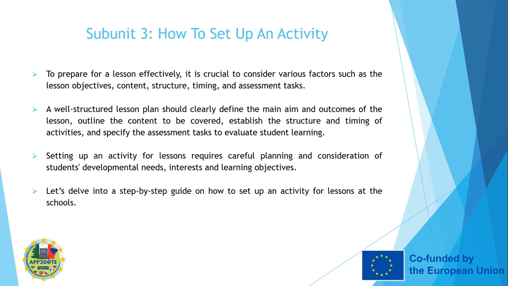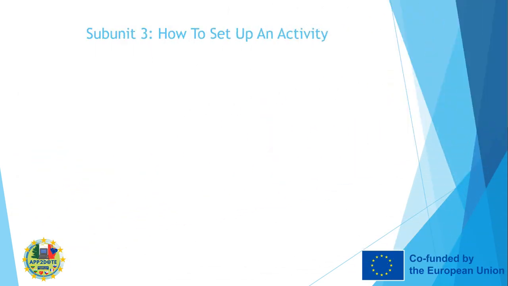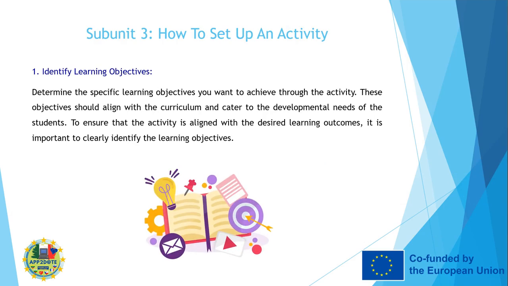1. Identify learning objectives. Determine the specific learning objectives you want to achieve through the activity. These objectives should align with the curriculum and cater to the developmental needs of the students. To ensure that the activity is aligned with the desired learning outcomes, it is important to clearly identify the learning objectives.